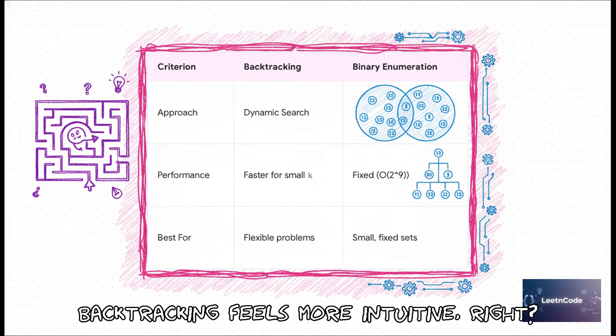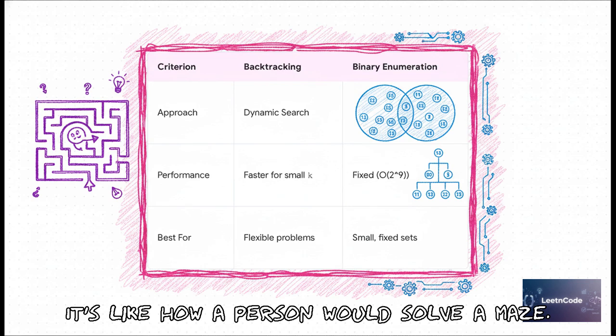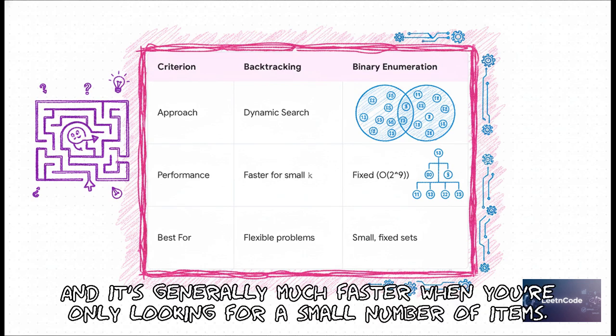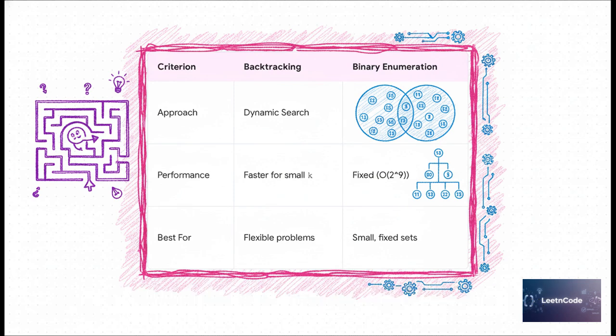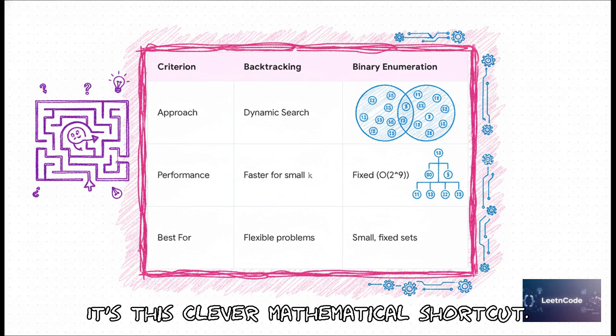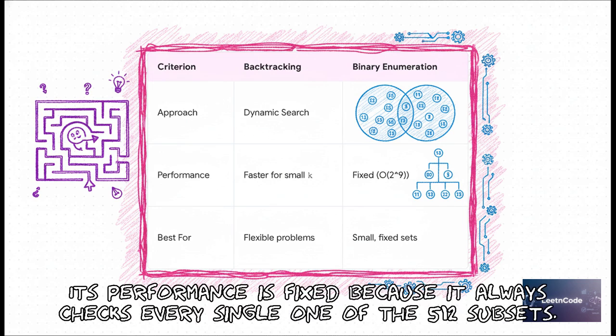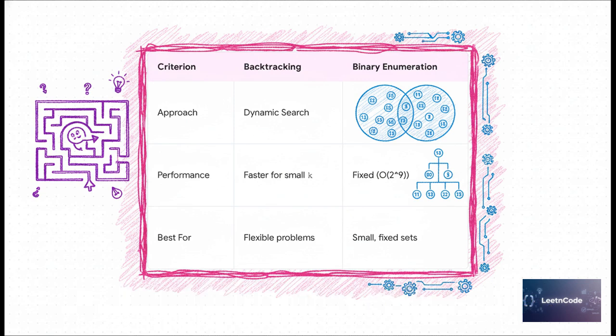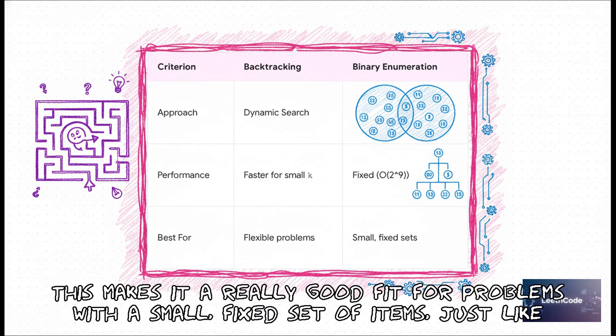Backtracking feels more intuitive, right? It's like how a person would solve a maze, and it's generally much faster when you're only looking for a small number of items. Binary enumeration is a bit more abstract. It's this clever mathematical shortcut. Its performance is fixed because it always checks every single one of the 512 subsets. This makes it a really good fit for problems with a small, fixed set of items, just like our numbers 1 through 9.